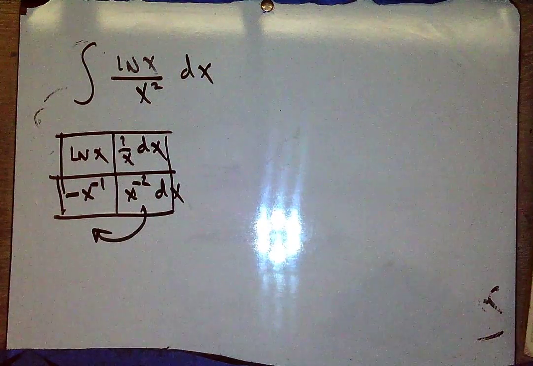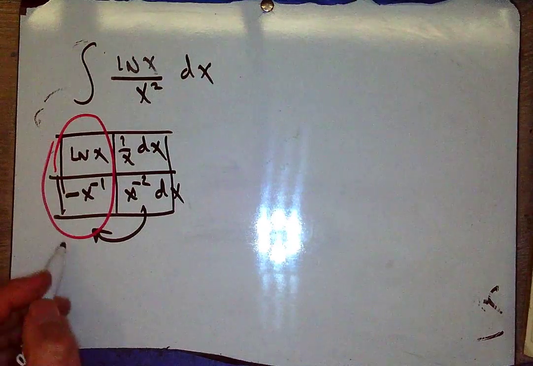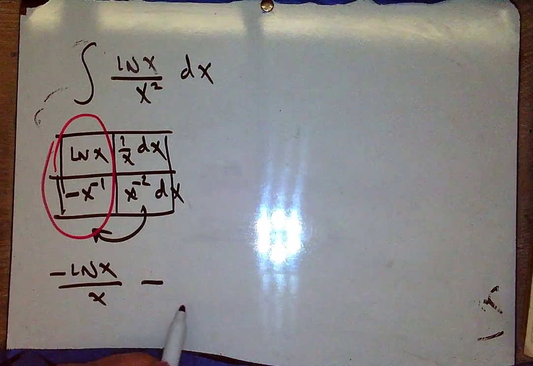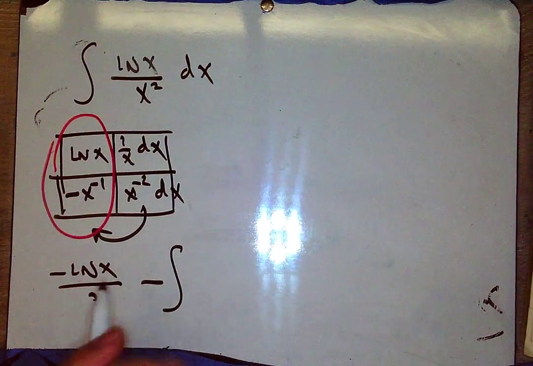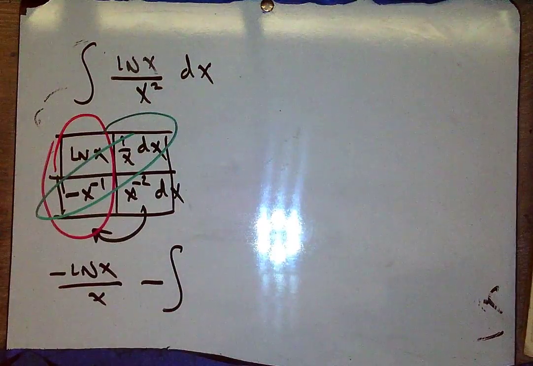And now, as far as going about evaluating this integral, we're going to do this times this, which is going to be negative ln of x over x. And then we're supposed to subtract the integral of this times this.